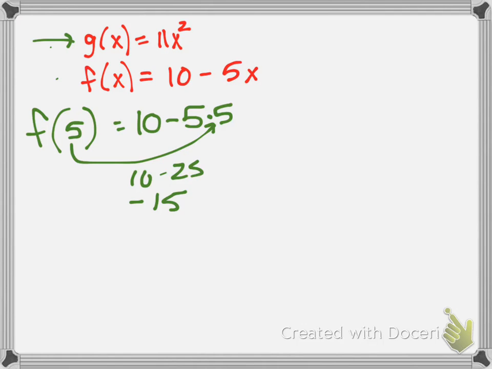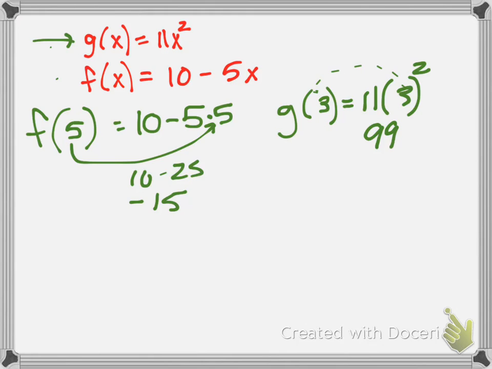I could also do g of something like 3. So g is 11 times something squared. The something in this case, I'm plugging in the 3. And the order of operations tells me to do 3 squared, which is 9, times 11, which is 99. And it could get pretty complicated. The equations could be as complicated as you want, or as simple as you want.